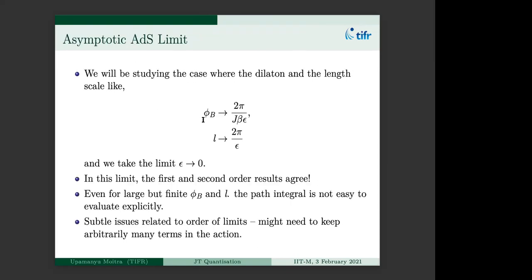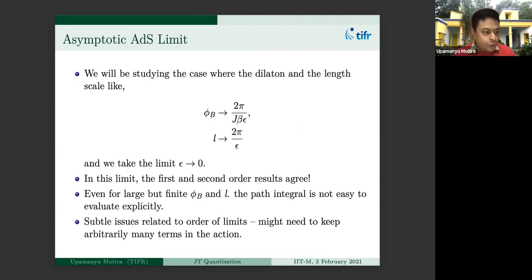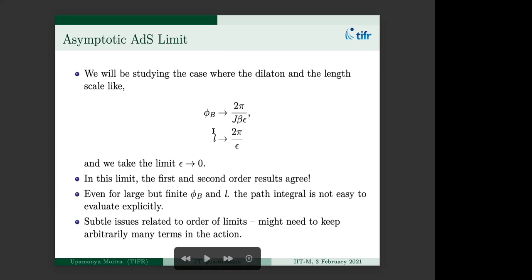One is a UV cutoff on the modes, and the other is an infrared cutoff on the volume. So in other words, we are including only those modes whose wavelength is much longer than the AdS length scale. Those are the modes that we are retaining. And then you are taking the UV cut. You're removing the UV cutoff first, and then taking the infrared volume to infinity. That's what you're saying.